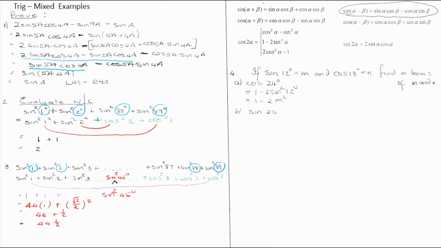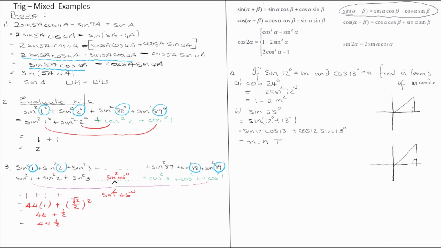Sine of 25 degrees. Well, 25 is 12 plus 13, so I'm going to use compound angles. That is sine of 12 plus 13 degrees, which expands to sine of 12 cos of 13 plus cos of 12 sine of 13. Right, so sine of 12 I know is m, and cos of 13 is n, and now we've hit a snag.